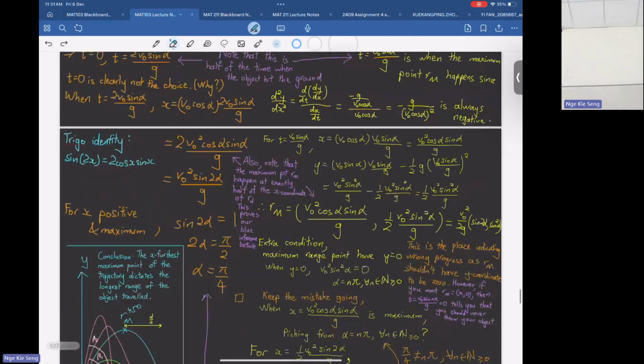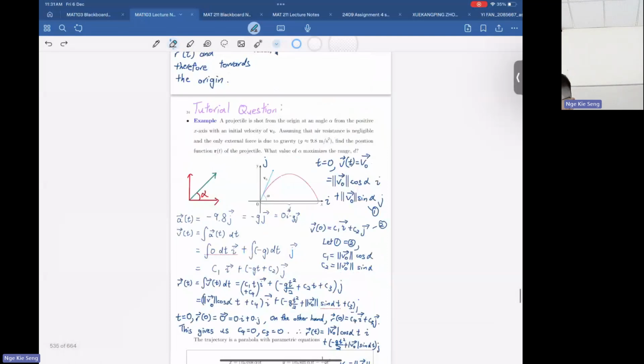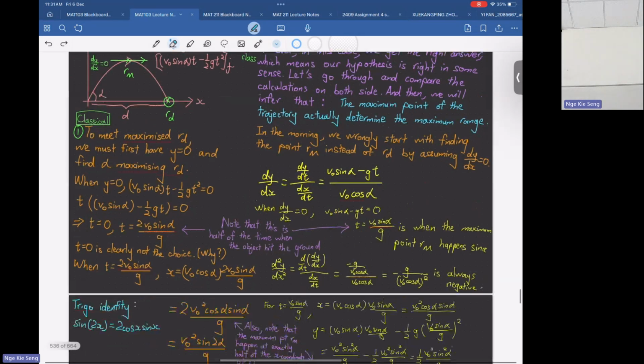We won't test on this. If you are interested, you can also do it in your project. Maybe you can do the 3D version of this. This is just 2D. You can do 3D. I believe it's similar.